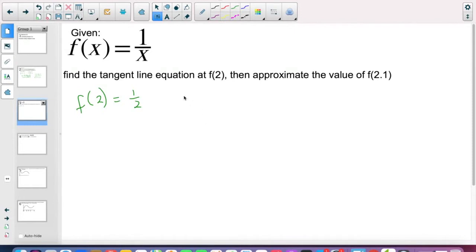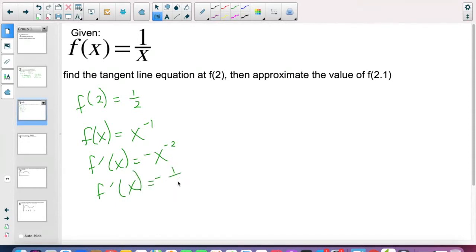To find the equation of the tangent line, I have to find the slope of the tangent line. To find the slope of the tangent line, I have to take the derivative. So if f of x equals 1 over x, I can rewrite that to make the derivative a little bit easier. F of x equals x to the negative 1. And then to take the derivative, f prime of x is equal to negative x to the negative 2. And I could simplify that as f prime of x equals negative 1 over x squared.